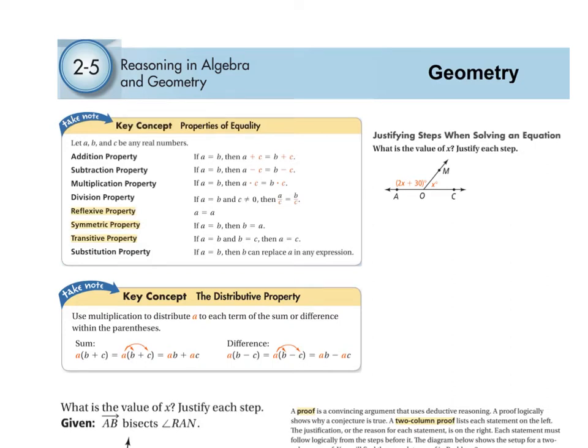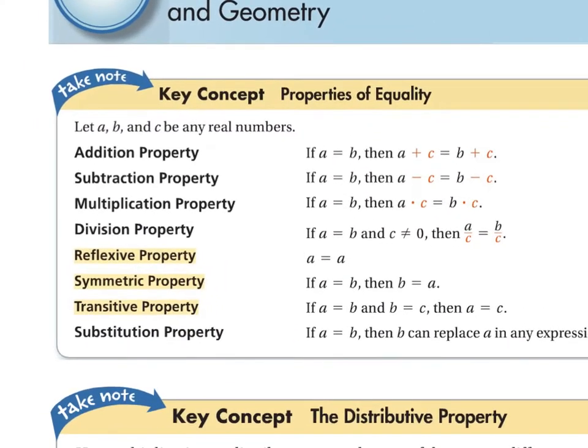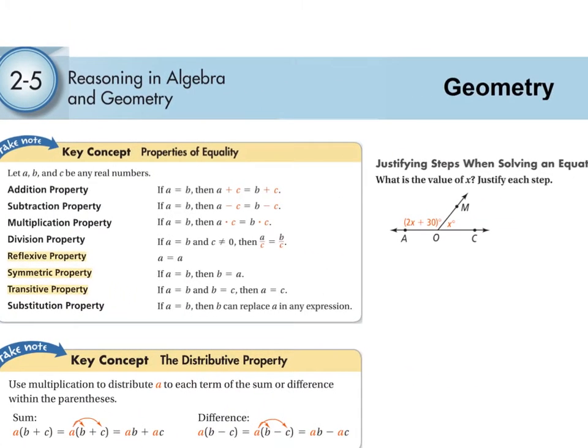All right, so let's talk about the first lesson of Unit 2. This is section 2.5. We covered 2.5, the properties, last unit briefly. We've talked about the addition property, the subtraction, multiplication, division property, reflexive, symmetric, transitive, and substitution properties. So we just talked about all of those, and now we're going to use those to write proofs.